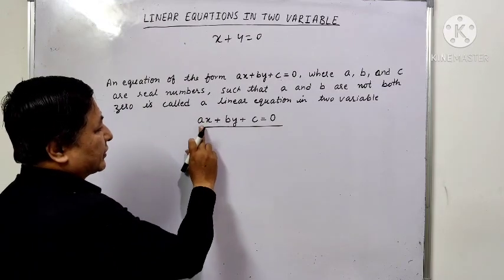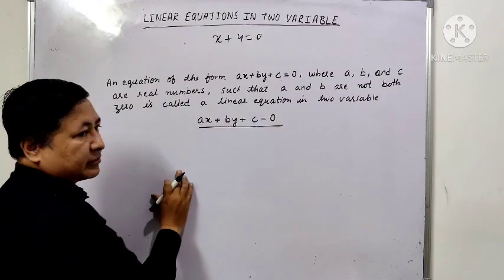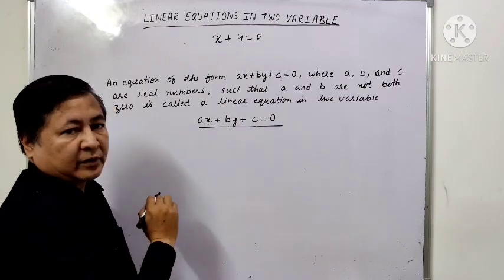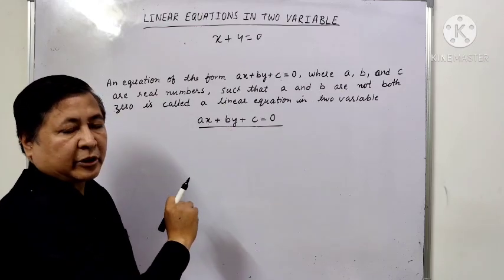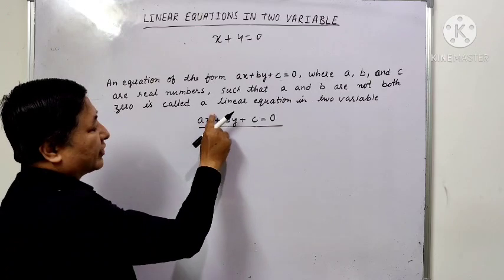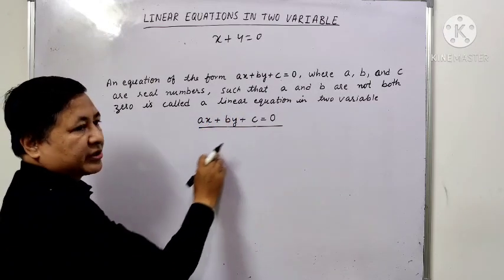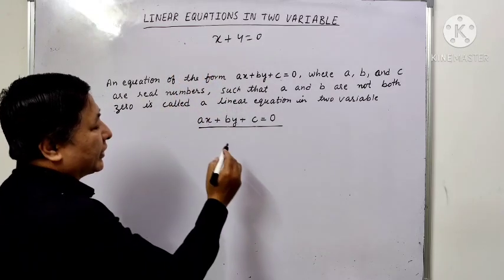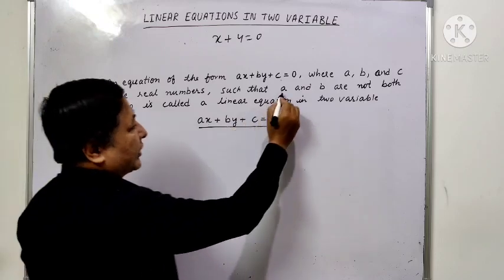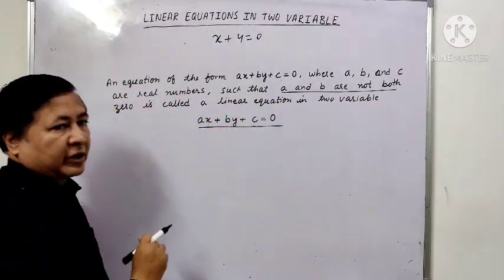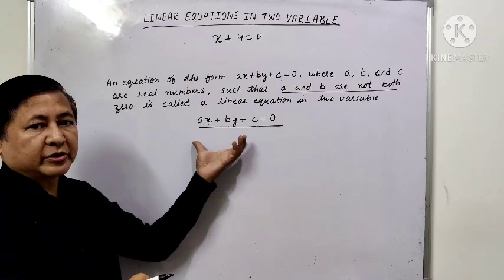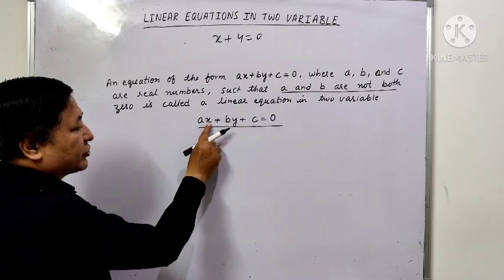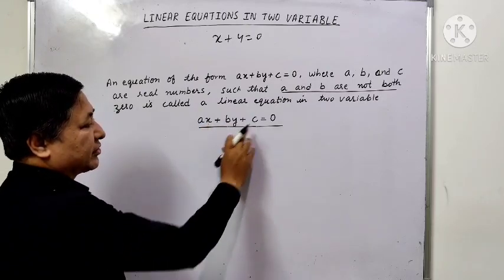Now you can see here that a, b and c are real numbers and we have two variables here, that is x and y. That's why it is a linear equation in two variables, and also you can see the degree of x and y, that is the degree of this equation, is 1. That is why it is called a linear equation. Here it is important to note that a and b are not both 0. A and b both should not be 0. Both are not equal to 0. Now a is the coefficient of x, b is the coefficient of y, c is the constant term.